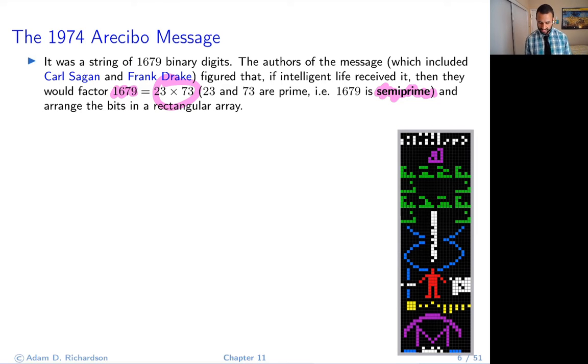And what they did was they arranged the bits. Oh, I'm sorry. What they thought was the aliens that received this message would be able to factor the number 1679, and then they would be able to arrange the bits in a rectangular array. Okay, so I want you to just think about that for a minute.